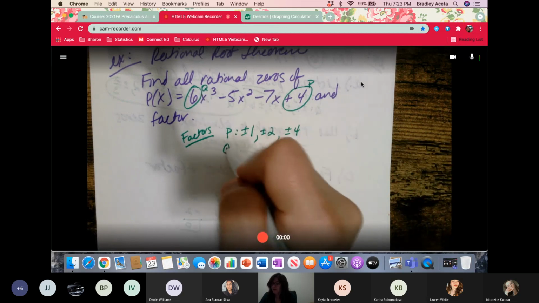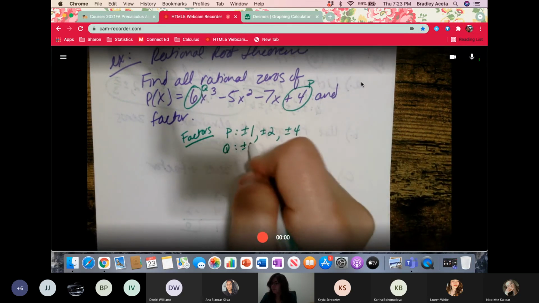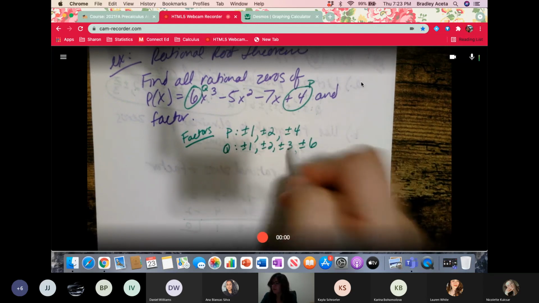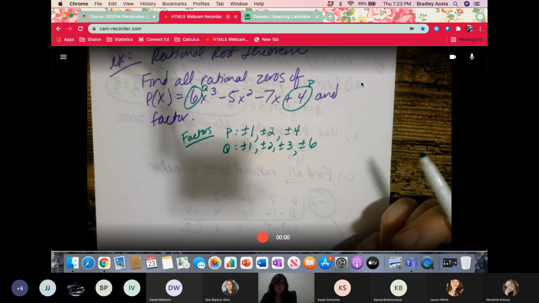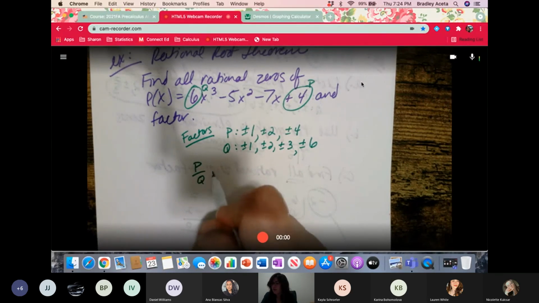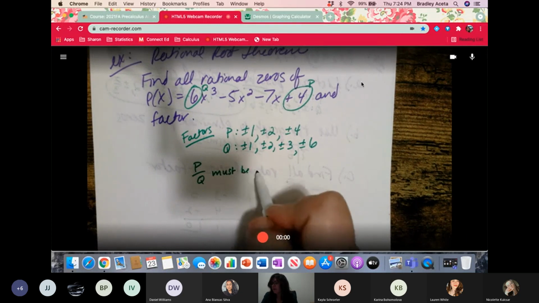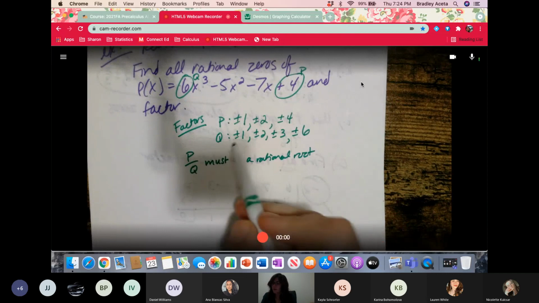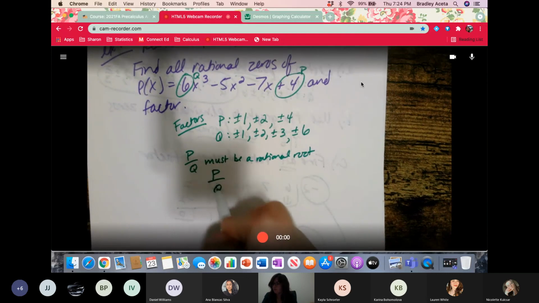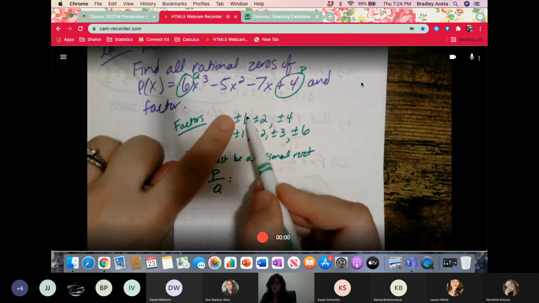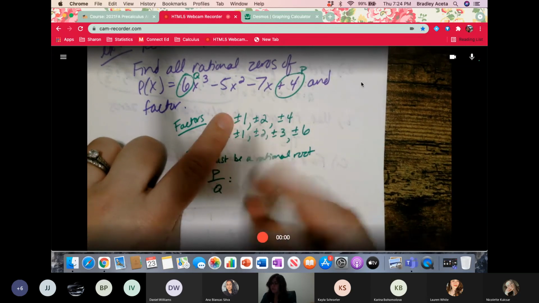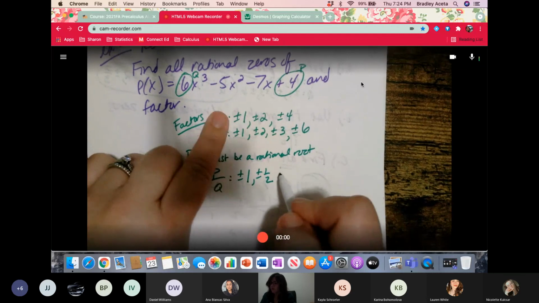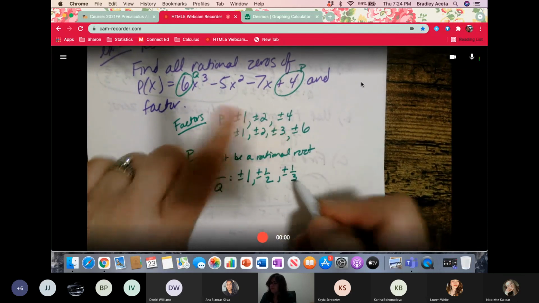Then we write all the factors of Q. 6 is plus or minus 1, plus or minus 6, plus or minus 2, and plus or minus 3. So P over Q must be a rational root. So I need to put all my P's over my Q. Again, I start with the first one and then I put it over and put it over and put it over. So plus or minus 1 over 1, plus or minus a half, plus or minus a third, plus or minus a sixth.